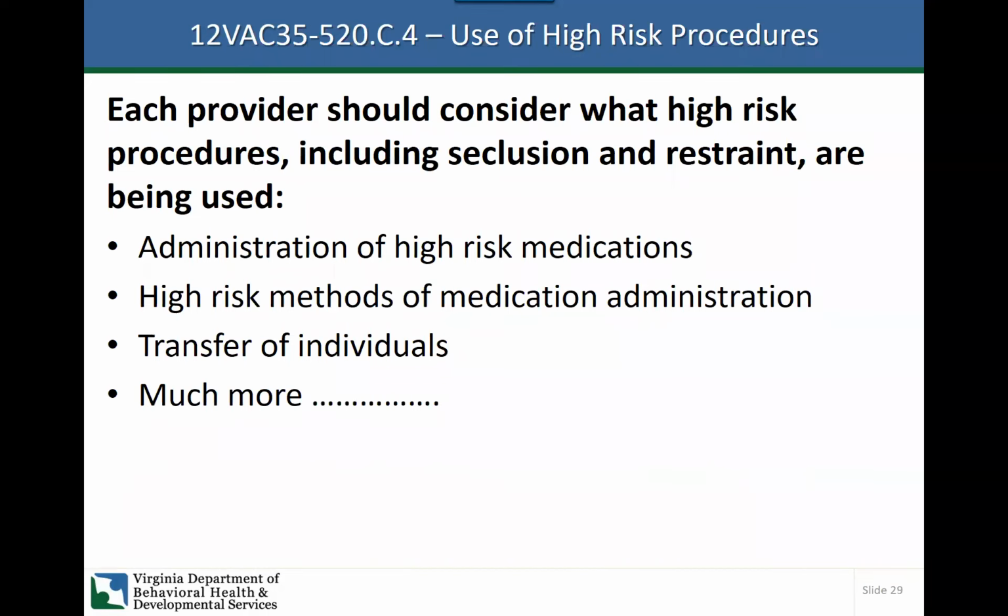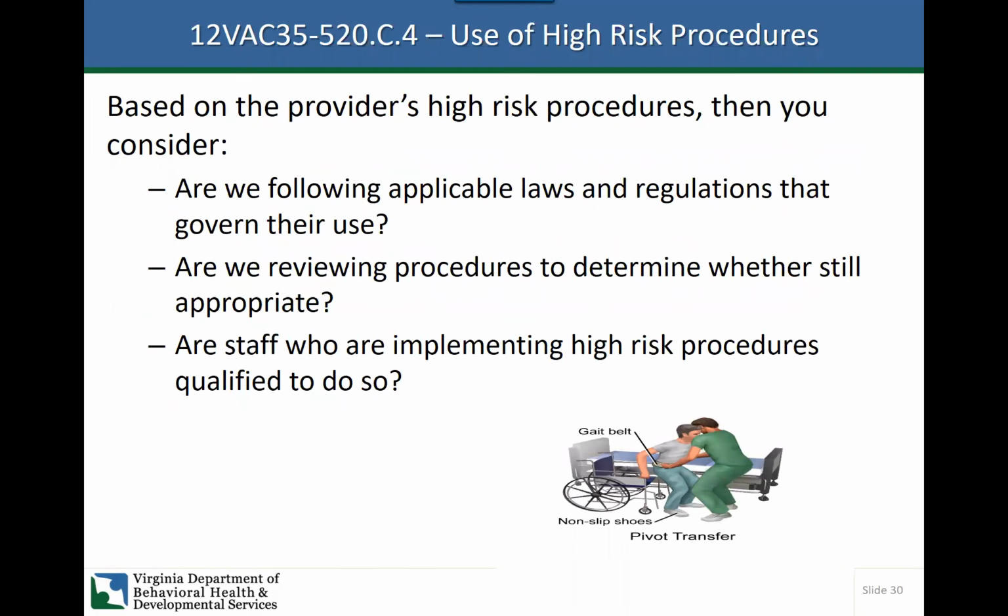So it's not just seclusion and restraint. It could be administration of high-risk medications, high-risk methods of medication administration, transfer of individuals. There's a whole lot that could be considered high risk depending on the population served. So on the next slide, we say, based on those, then you consider, are you following the laws and regulations that govern the use? Are we reviewing procedures to determine whether they're still appropriate? Are staff who are implementing them qualified to do so? So those are all things that we want to include when we're doing that C4, that part of your systemic risk assessment.